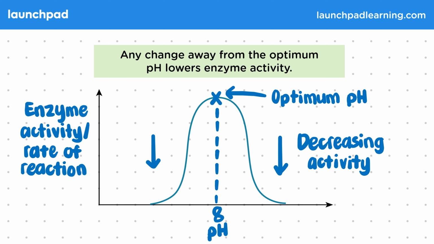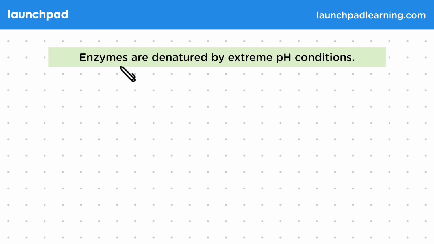Make sure that you familiarise yourself with graphs like this. It's important that you can relate enzyme activity to pH changes for your exam. Now, let's have a look at why the enzyme activity goes to 0 at these extremes of pH. Enzymes are denatured by extreme pH conditions.